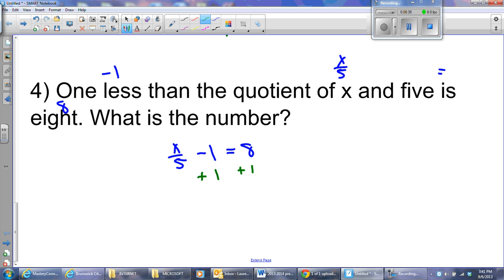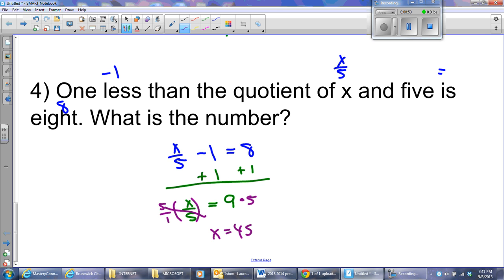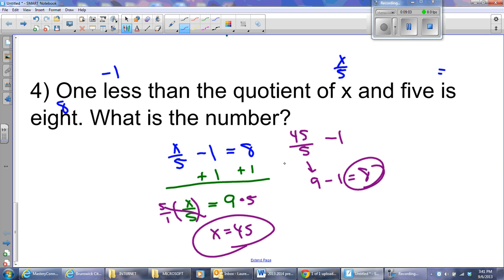Okay, I'm going to add 1. I'm going to get x over 5. That's going to equal 9. Now to undo my fraction, I'll use multiplication because a fraction implies division, right? So the 5's cancel. Almost x equals 45. Checking my answer, I get 45 divided by 5 minus 1. Well, 45 divided by 5 is 9. 9 minus 1, 8. 8 is great. And there it is.